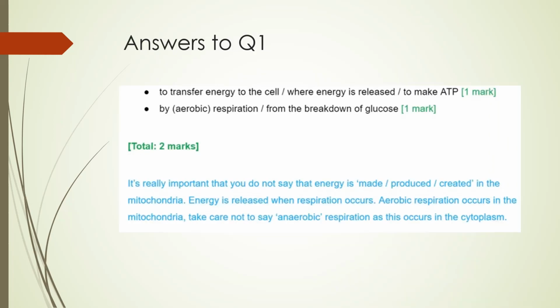Okay, this is the answer. So to transfer energy to the cell, or where energy is needed to make ATP, and they mention here, it's important that you say energy is released, not made or produced or created. It's the idea of it being released, and you just got to remember that. And by aerobic, like I nearly slipped up earlier and I nearly said anaerobic. So mark your answers, and we've got another one.